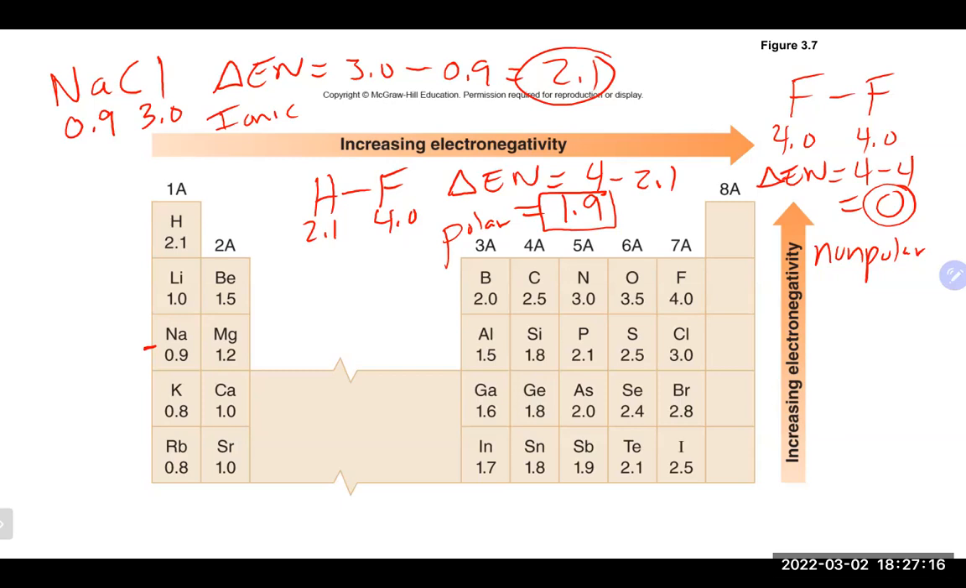Question on how to use this table. Why don't we try some here and see what you come up with. In this case, where you're doing difference in electronegativity, you just want to get a positive number. So take the larger number minus the smaller number. It's the best way to do it. It's really the difference that's important, not the negative or positive part of it.